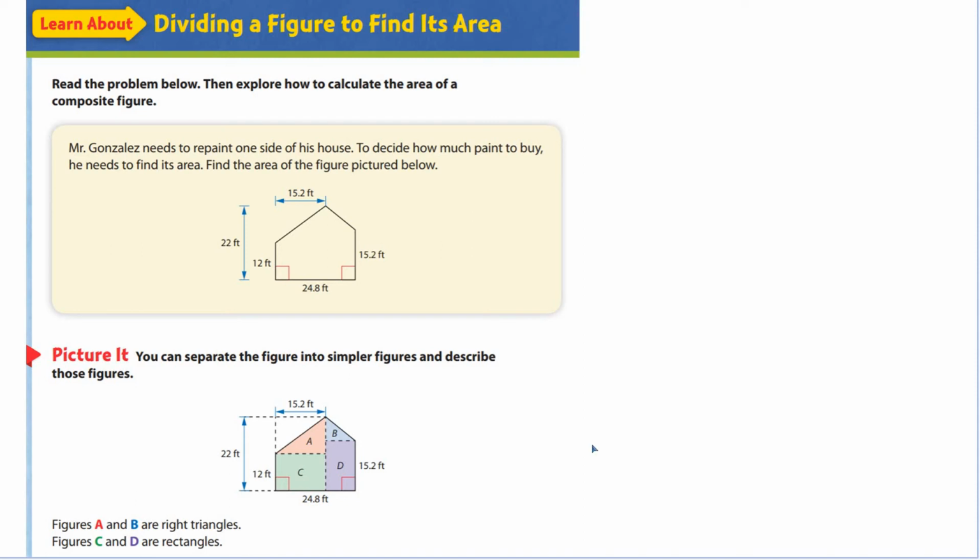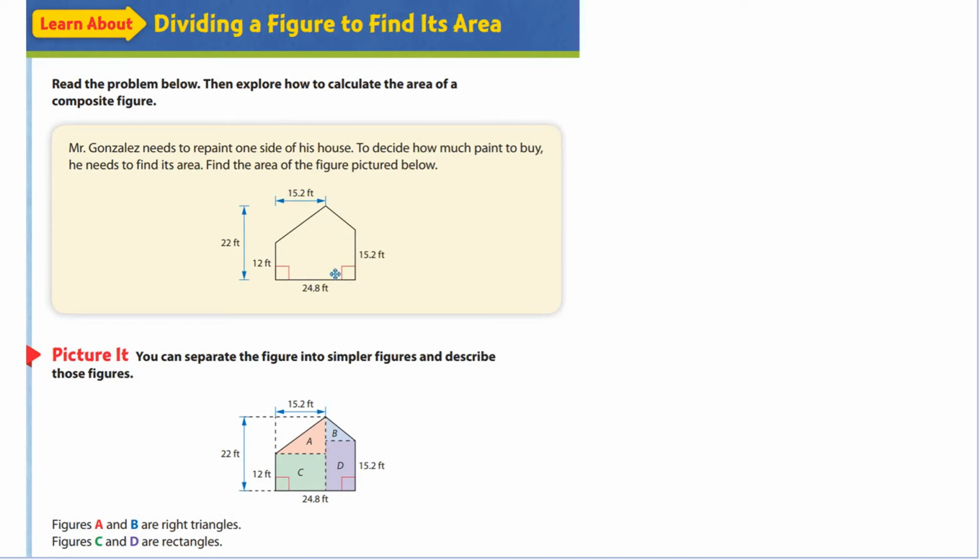Now we have this problem, and we're going to learn about dividing a figure to find its area, same as the previous problem. Read the problem below, then explore how to calculate the area of a composite figure. Mr. Gonzalez needs to repaint one side of his house. To decide how much paint to buy, he needs to find its area. Find the area of the figure pictured below.